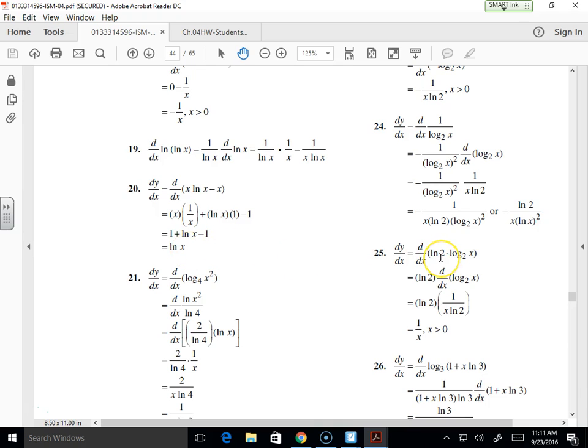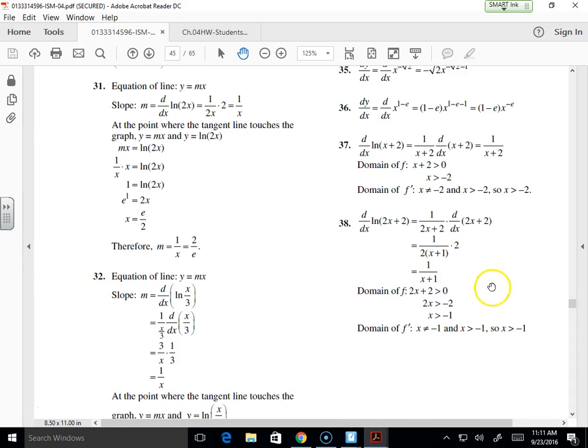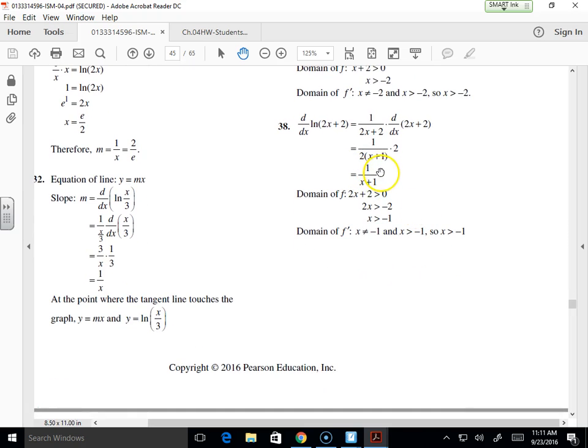Number 38. Final derivative: 1 over x plus 1. Domain: x greater than negative 1, not or equal to. Just greater than. Remember, at the 0 of the argument of ln, there is a vertical asymptote. Domain of f prime: x cannot equal negative 1, and x has to be greater than negative 1.